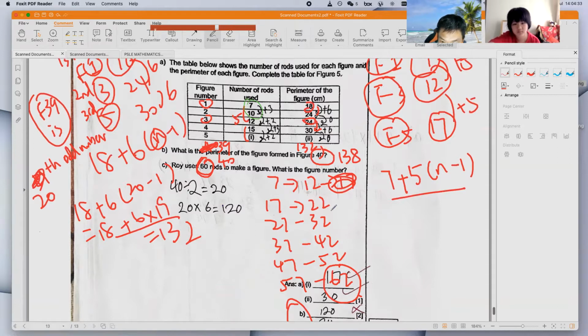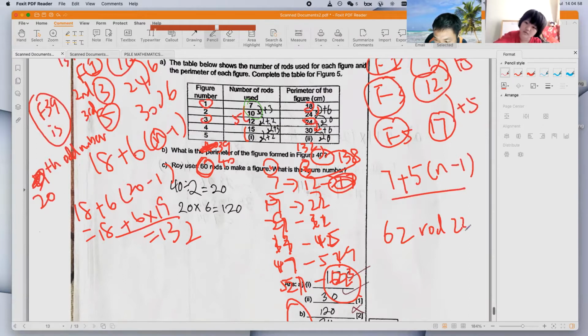Do you understand what I mean? They want to know which figure. So 7 is the first odd, this is the second odd. That means 1, 3, 5, 7, 9, 11, 13, 15, then 17, then 19, then 21, then 23. So that means 62 rods is the 23rd figure. So 60 rods is the 22nd figure. You want to double check the answer? Double check. That's how you can get the answer.